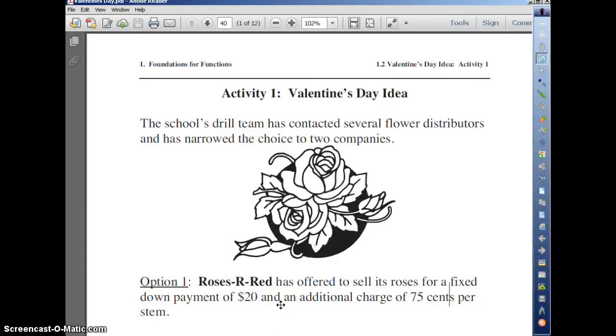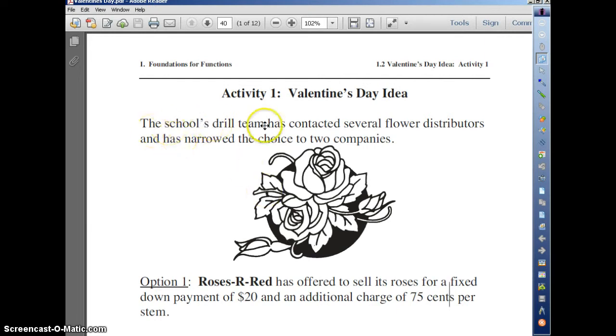We're going to start a little project here. It's an activity that helps explain functions and how they work, and you guys are very familiar with this. It's an algebra-based project, and it's going to get you ready for high school. Okay, so let's get started. This is called Valentine's Day Ideas, and this is activity 1, so it's the first part.